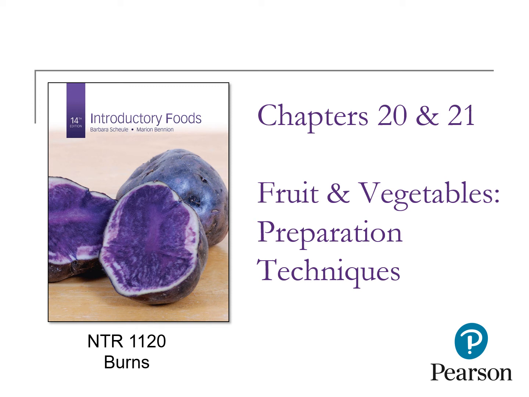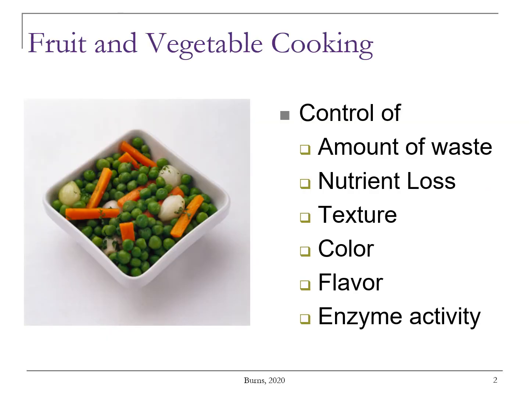In this video lecture, we will discuss the 6 aspects that need to be considered and controlled when cooking fruits and vegetables. The 6 different aspects include controlling the amount of waste as well as nutrient loss, changes in texture, color, and flavor, all while controlling enzyme activity.